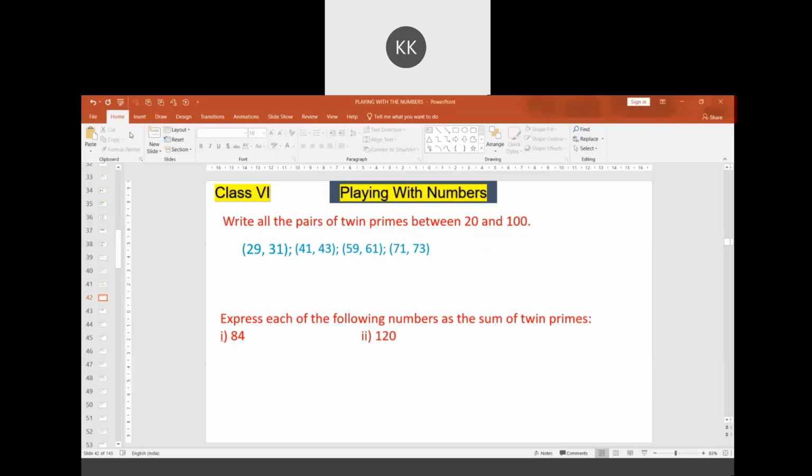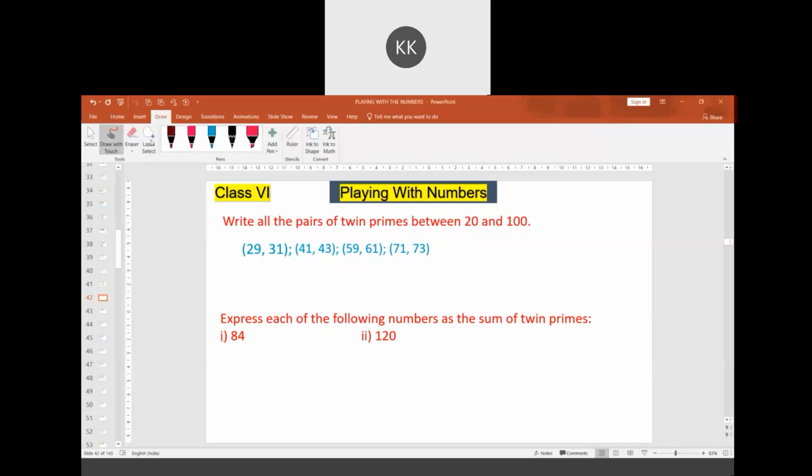We need to write 84 as a sum of two prime numbers such that their difference is 2. If you consider 41 added to 43, their difference is 2, and undoubtedly 41 and 43 are prime numbers. So the answer is 41, 43.